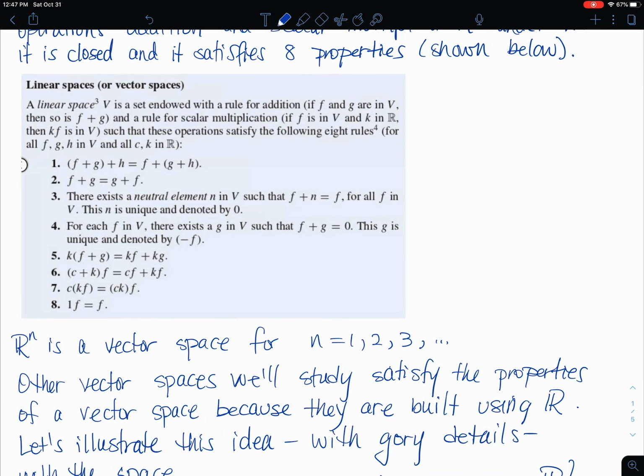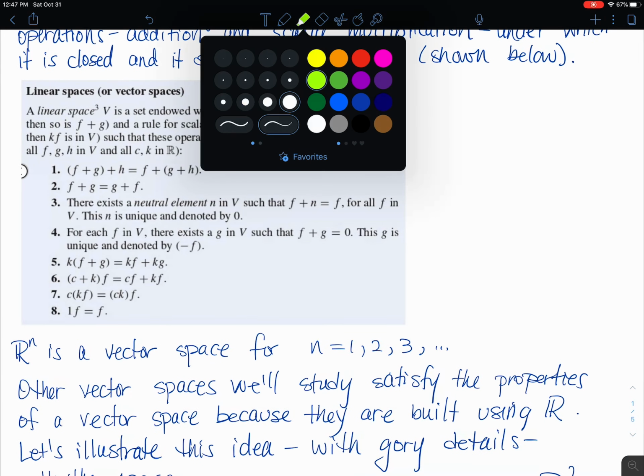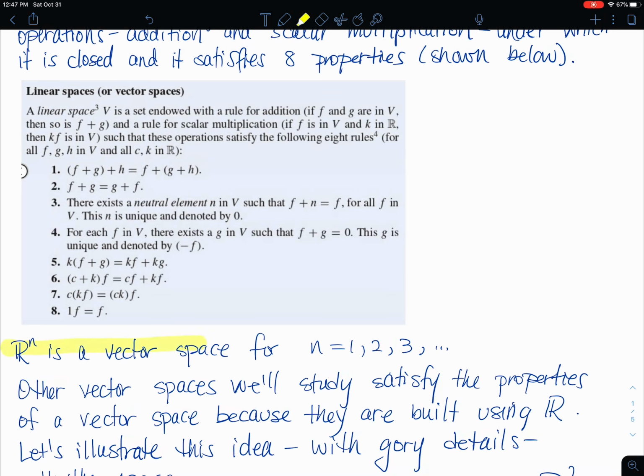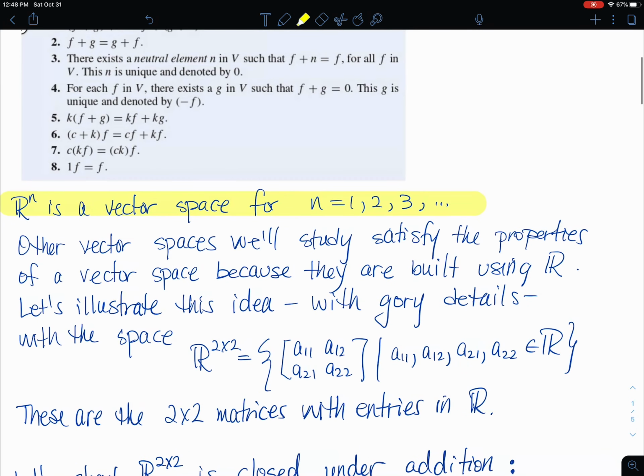Okay, so we're going to start out by just reminding ourselves that what we've been doing all semester, R^n is a vector space for n equals 1, 2, 3, and so on. So now we're just kind of generalizing. We're going to talk about some spaces. We're going to call them vector spaces, but they basically have the same structure as these Euclidean spaces we've been studying. So we're just going to go through some examples.